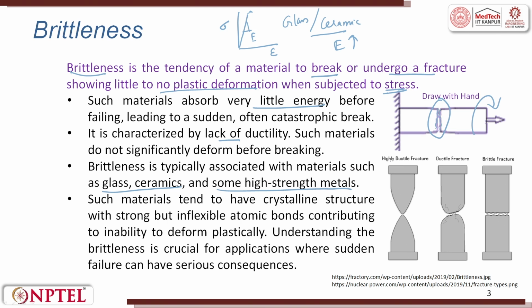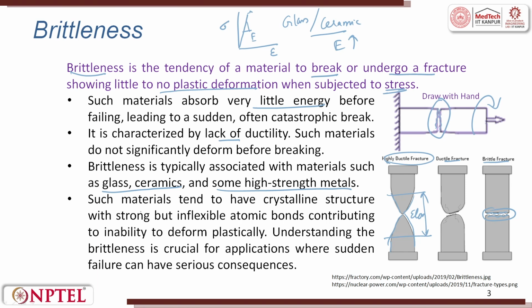Whereas when we look at a ductile fracture, you will always see they form a cup and cone shape. So this is a neck and cone shape. It will start elongating. So you can see here there is an elongation. This is a ductile fracture for a very highly ductile material. This is for a normal ductile material. But for a brittle material, you see there is no cup and cone structure formed. It shears with a very small instance of plastic deformation.